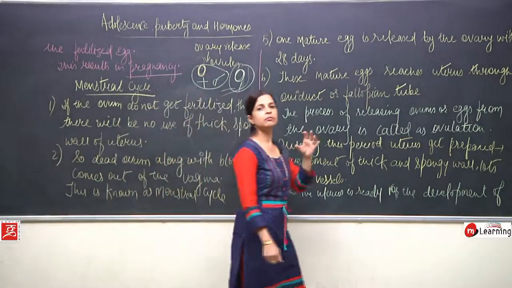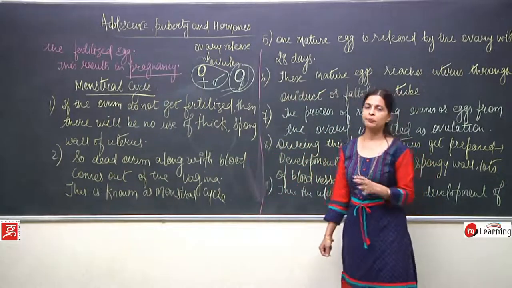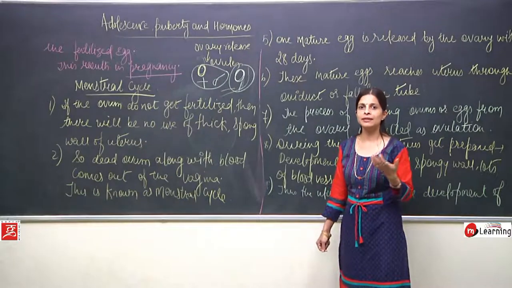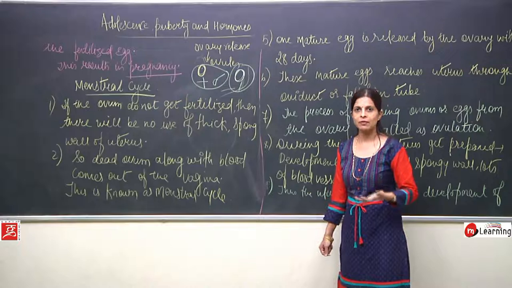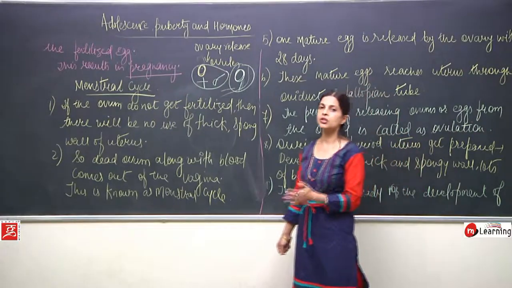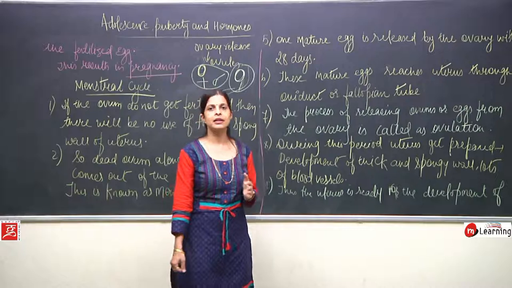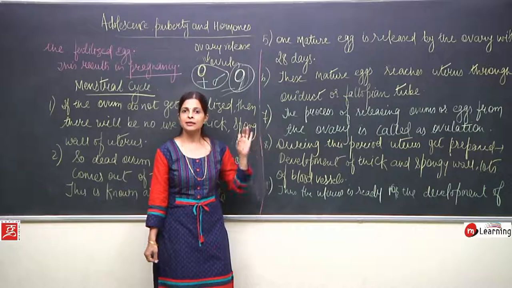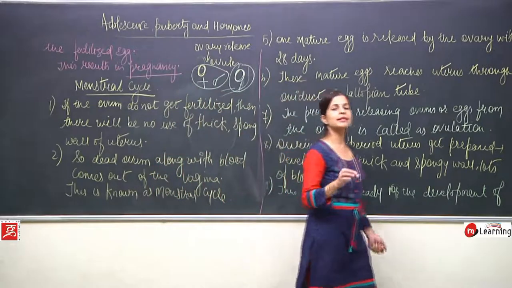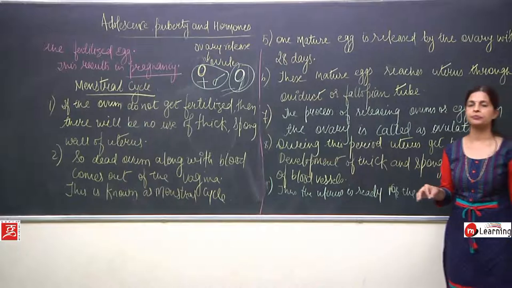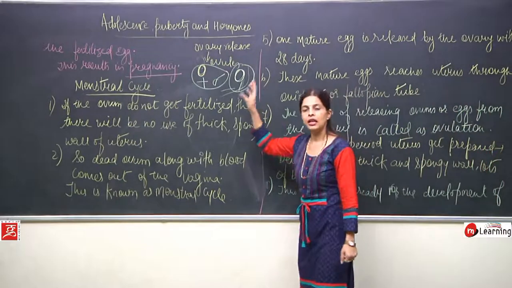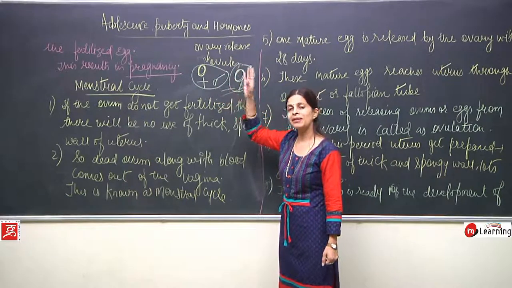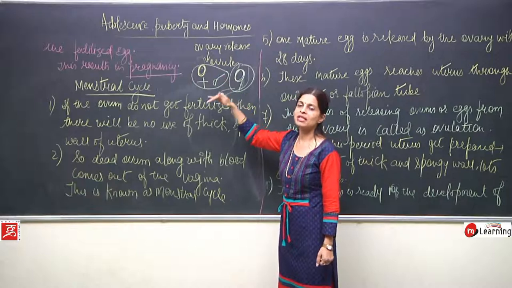Okay, so what will happen? Every month the mature egg will be released. If the fertilization takes place, the woman will become pregnant. Then the further development of the zygote, then embryo and the fetus and the child will be formed. And if the egg does not get fertilized after becoming mature, then it has to be thrown out of the body. This preparation of the uterus takes place every month without any fail. If the zygote is formed, the woman becomes pregnant. If pregnancy is cancelled, then the menstrual cycle occurs.